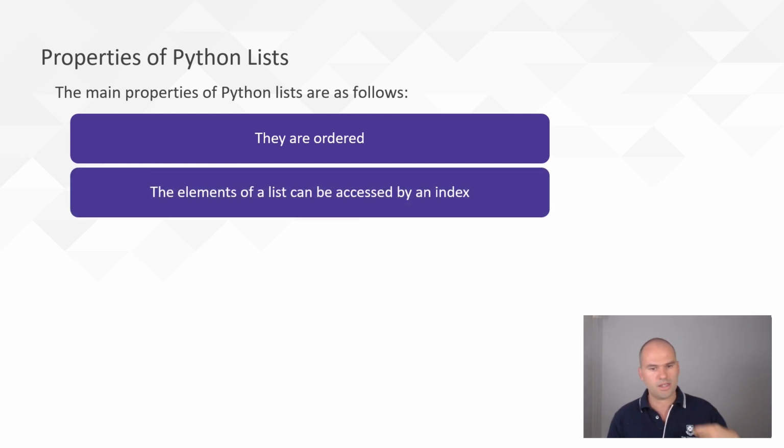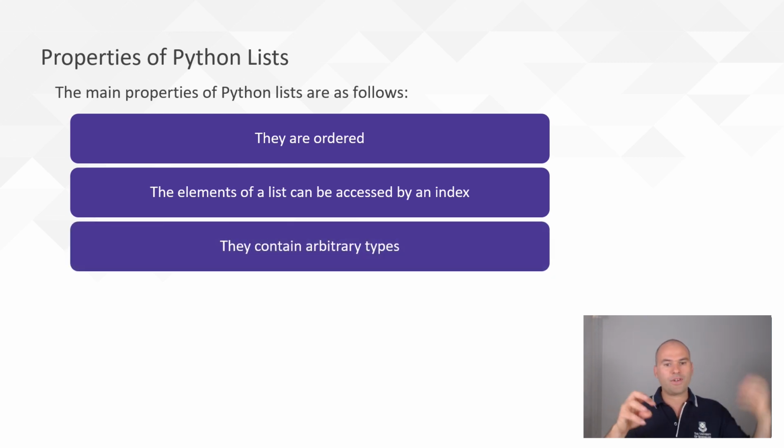The first item has index 0, second item has index 1, third has index 2, and it goes on by increments of 1. Now, lists contain arbitrary types. This simply means that you can have different data types in a list. So the same list can have an integer, a floating point number, and a string.